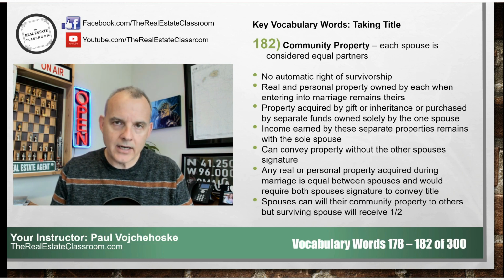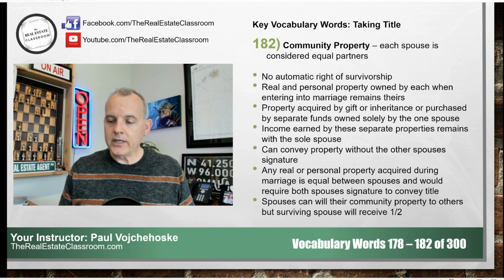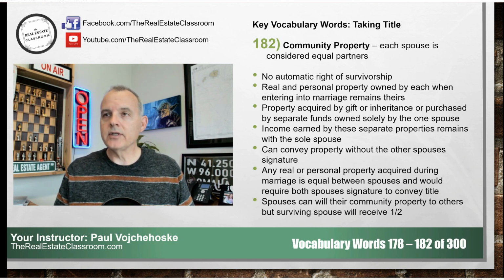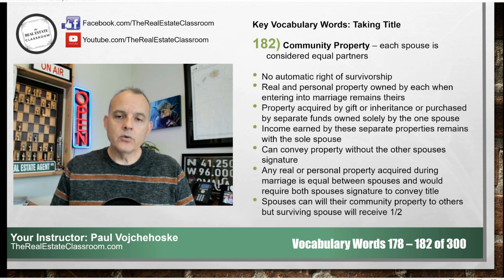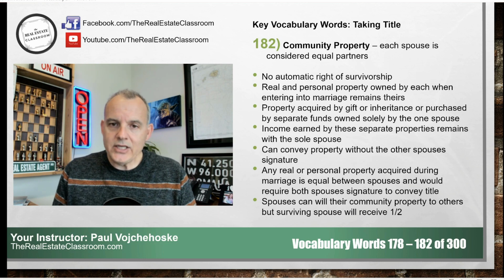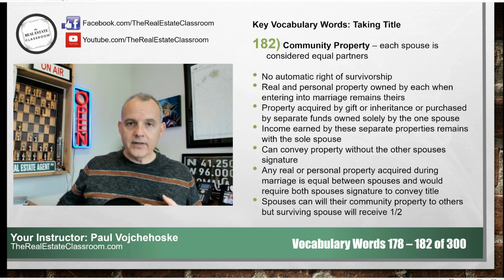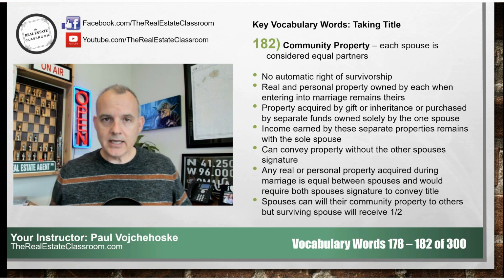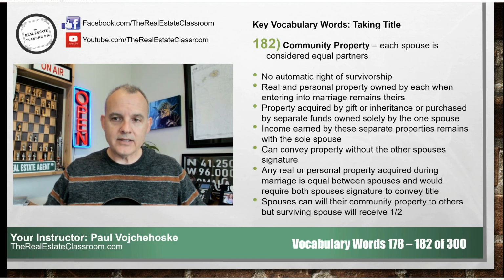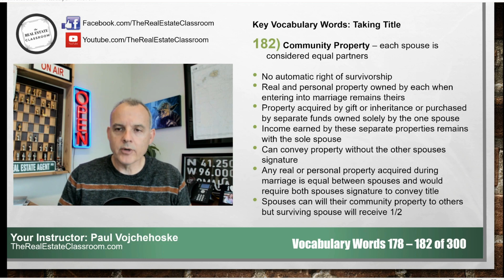Number one, there's no automatic right of survivorship. When we take title to the property, we can certainly include provisions that create that right of survivorship, but it's not automatic. Number two, real and personal property owned by each when they enter into the marriage remains theirs. So my wife and I get married. I have assets and she has assets. When we get married, those assets are separate. We can keep them separate from the marital estate. They're not considered community property.